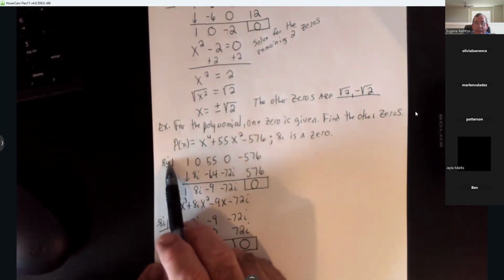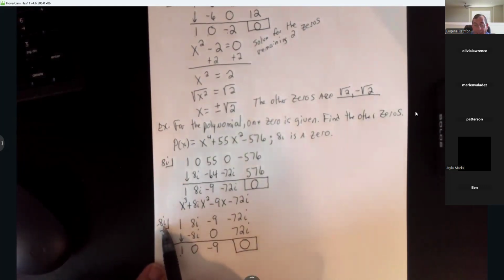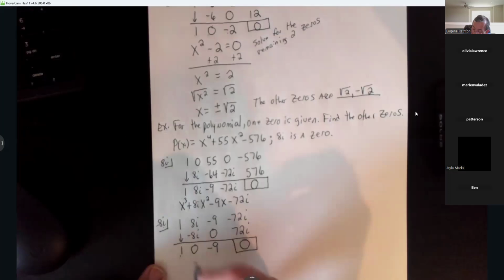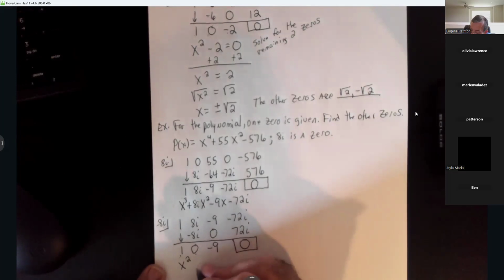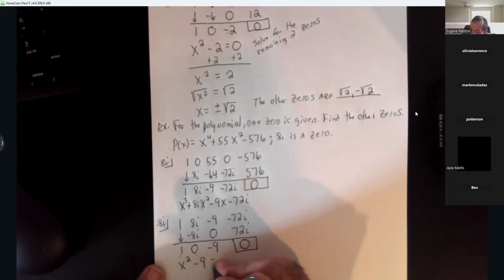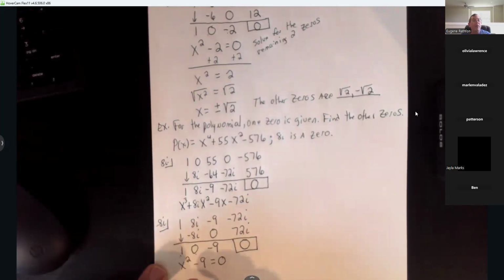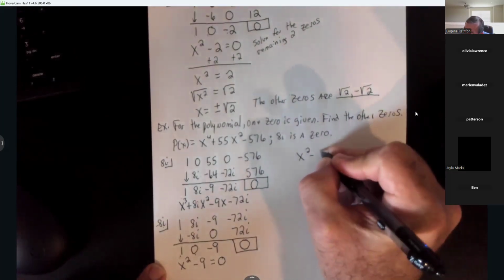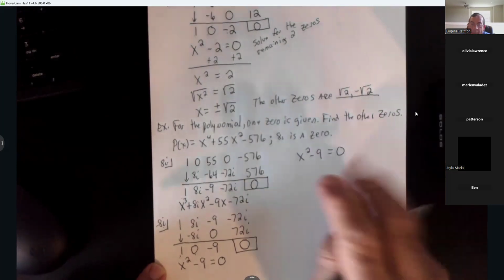So they gave me 8i. I know negative 8i is 0. And y'all look here, we're down to three numbers. This is like an x squared, because remember, it's starting one less than this one, which was a cube. So this is 1x squared, 0x's minus 9. So since we're down to the x squared, we're going to set that equal to 0 and solve for my last two zeros. So I got x squared minus 9 equals 0.